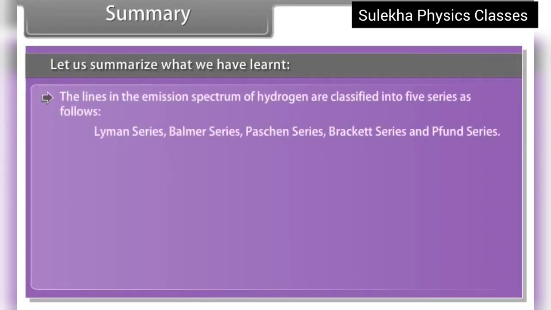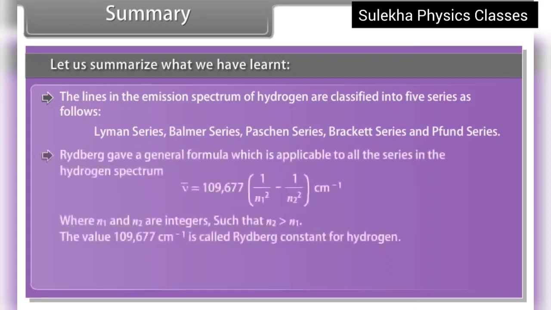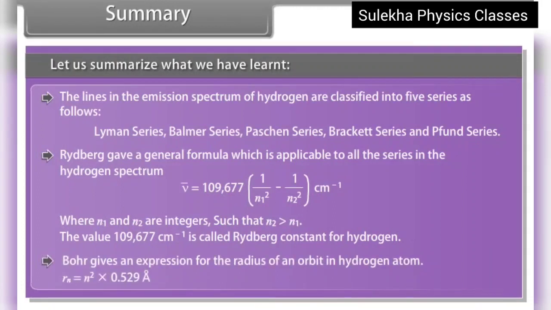The lines in the emission spectrum of hydrogen are classified into five series as follows: Lyman series, Balmer series, Paschen series, Brackett series, and Pfund series. Rydberg gave a general formula which is applicable to all the series in the hydrogen spectrum. The value 109677 per centimeter is called the Rydberg constant for hydrogen. Bohr gave an expression for the radius of an orbit in a hydrogen atom: Rn = n² × 0.529 angstrom.